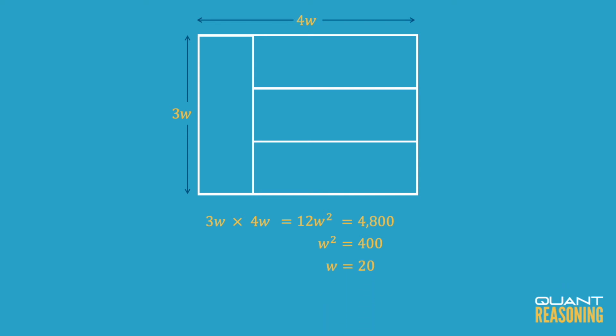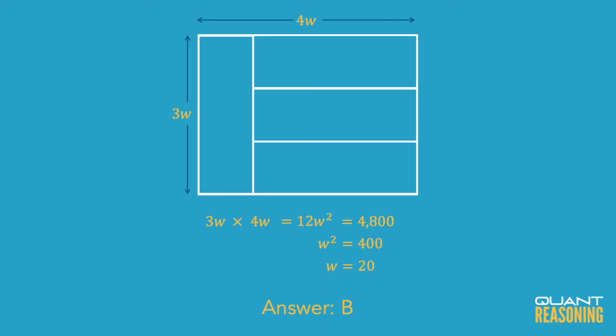Now, what's the question asking for? It wants to know the width of each of the small rectangles. In other words, it's asking for W, but we already found W. It was 20. So let's go with answer choice B and move on to the next one.